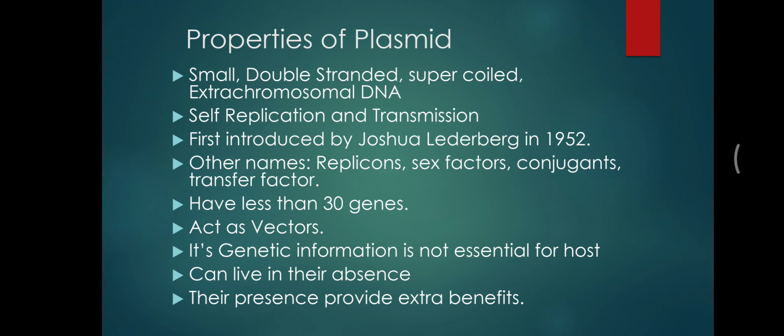We can also call plasmids replicons, sex factors, conjugates, transfer factors, etc. It has fewer than 30 genes inside it. It can also act as a vector in genetic engineering. Its genetic information is not essential for the host, thus it can be used as a vector.